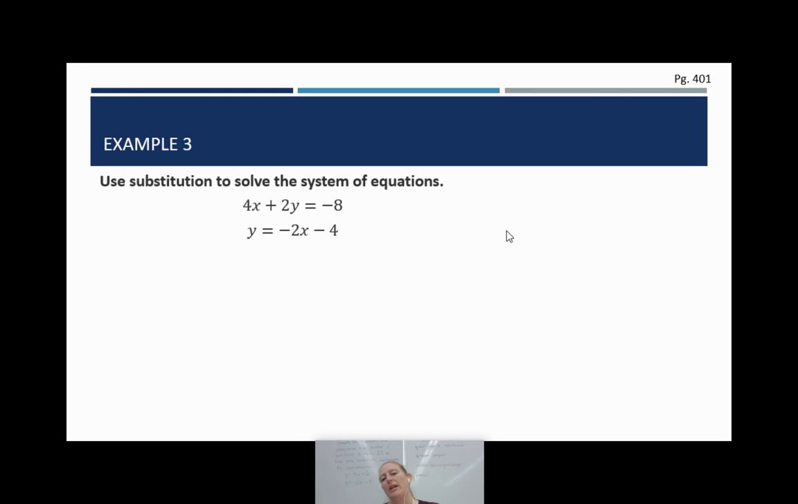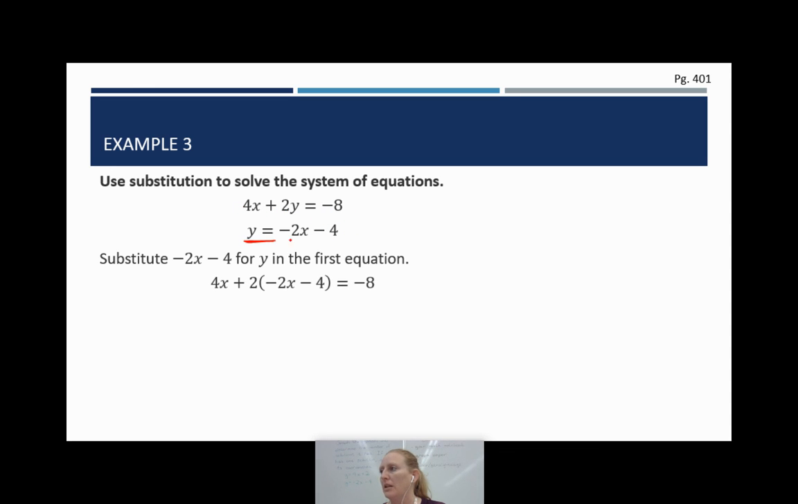Remember that step 1 is that we need to isolate a variable, right? No problem. Look at that. I already got a y equals. That bad boy's already isolated. So that means everywhere I see a y, I can substitute negative 2x minus 4 for y in the equation. So we'll do that in the first equation. So instead of 4x plus 2y equals negative 8, I'm going to say 4x plus 2 times negative 2x minus 4.